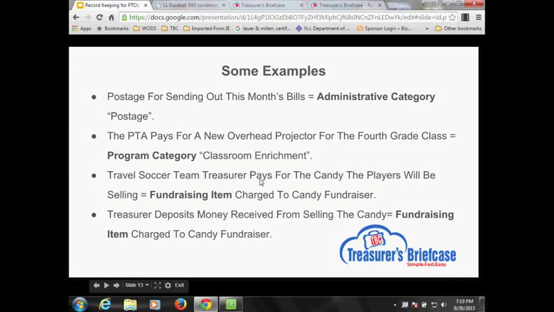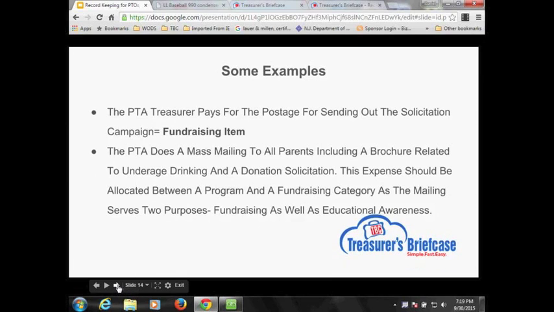Travel soccer team treasurer pays for the candy the players will be selling. The cost of the candy is a fundraising function. And then later, the treasurer deposits money received from selling the candy. The deposit of those funds is also a fundraising category. Some more examples. The PTA treasurer pays for the postage for sending out the solicitation campaign. This would be a form of fundraising costs or expenses.